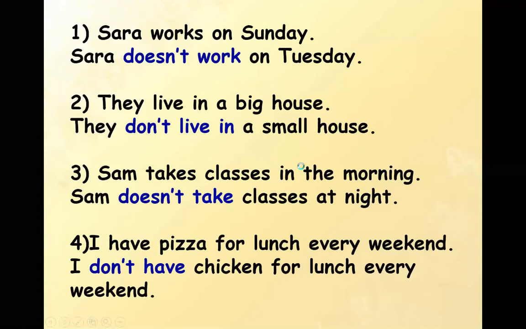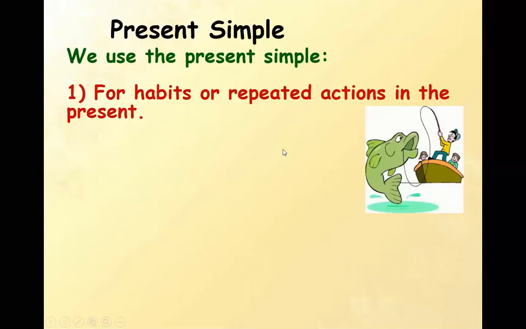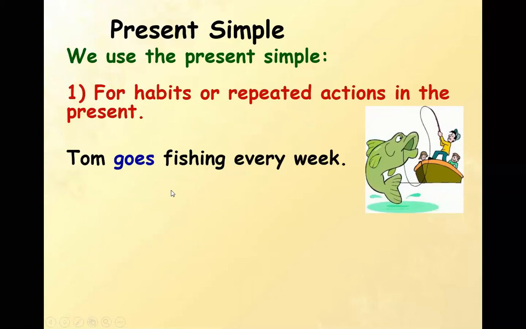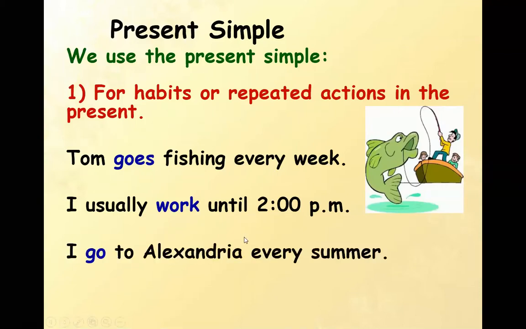After that, we said the usage of the present simple. The first use is for habits or repeated actions, like Tom goes fishing every week, or I usually work until 2 p.m. This is the first use of the present simple. The second, like this, I go to Alexandria every summer.